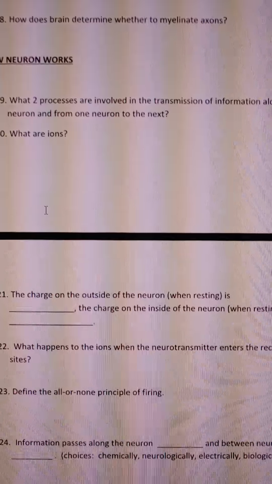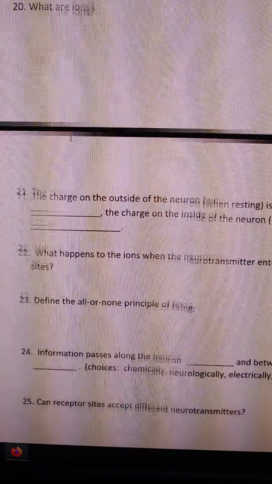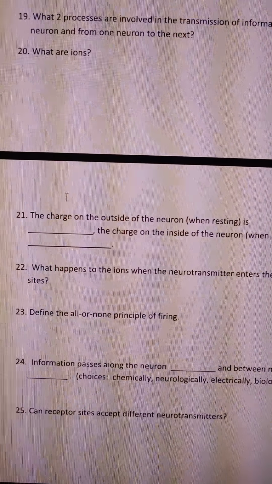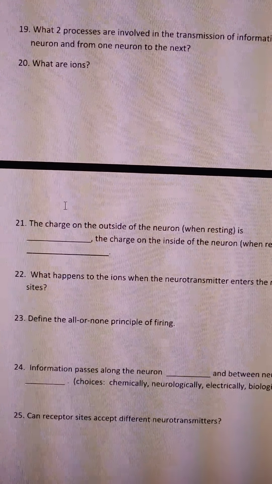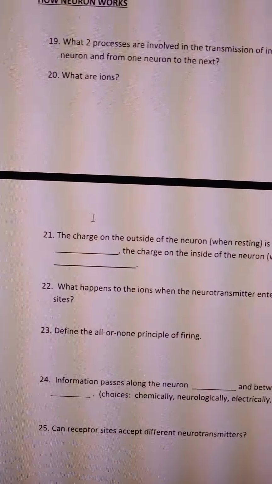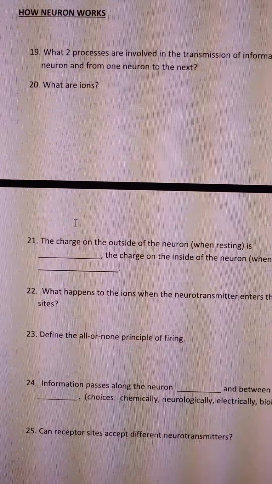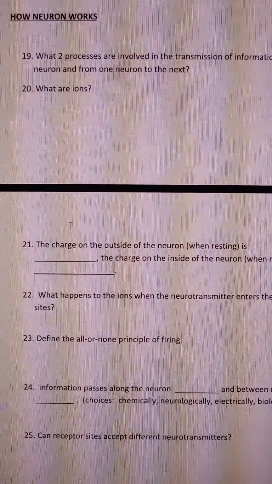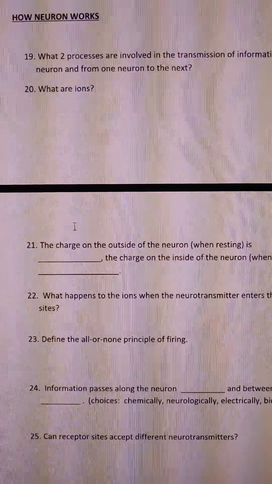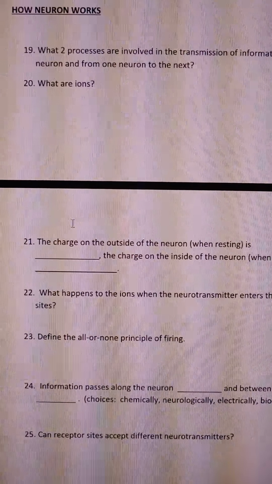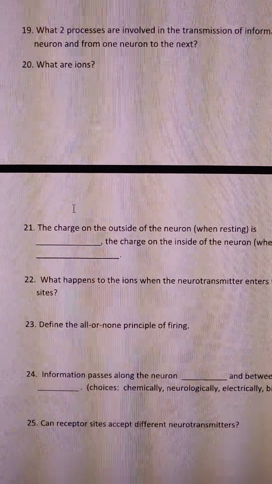Question number 23, all or none principle of firing. So when this neuron's pumps shut down, start back up all along the axon, all along the terminal branches, we call it firing, okay? So the neuron is either resting or firing. Firing is when it's active. Resting is when it's not being used. There's no ions exchanging places, okay? So that's what firing means.